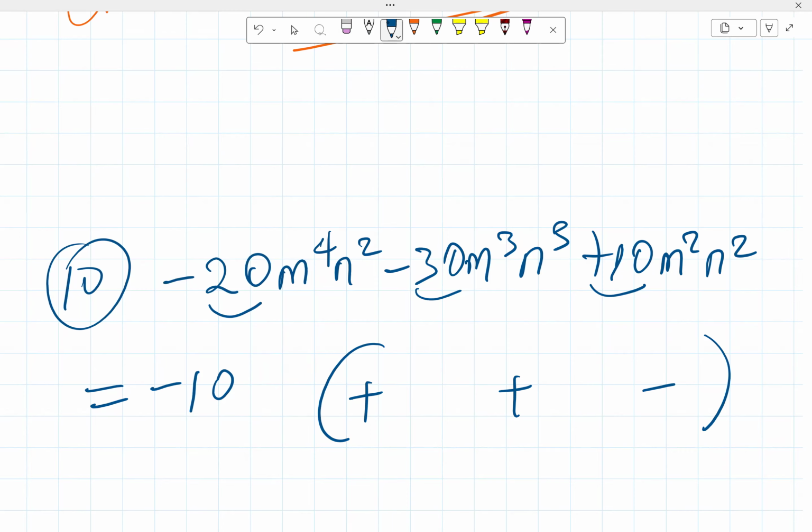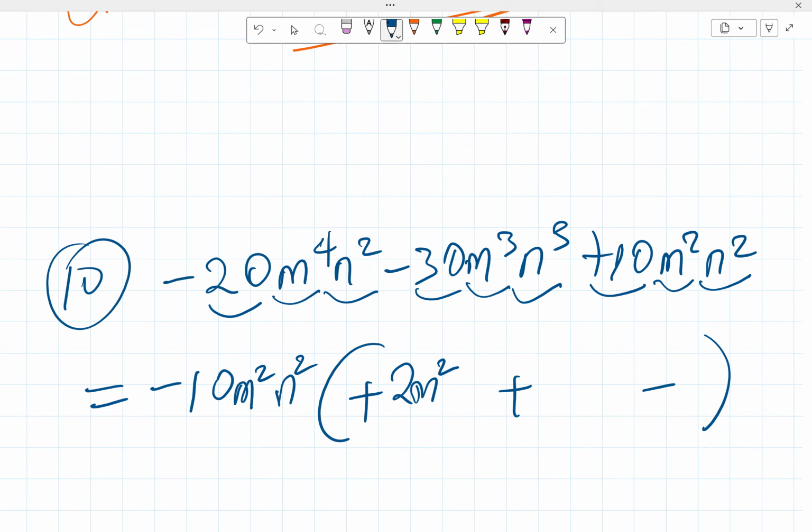But then for m raised to power 4, m raised to power 3, m raised to power 2, you take the smallest, that's m raised to power 2. For n raised to power 2, n raised to power 3, n raised to power 2, that is also n raised to power 2. Okay, so if you now factorize 20, minus 20 divided by minus 10, that is simply 2. Okay, m raised to power 4, m raised to power 2, m squared will cancel m squared, so you have m squared left. N squared and n squared will be gone.